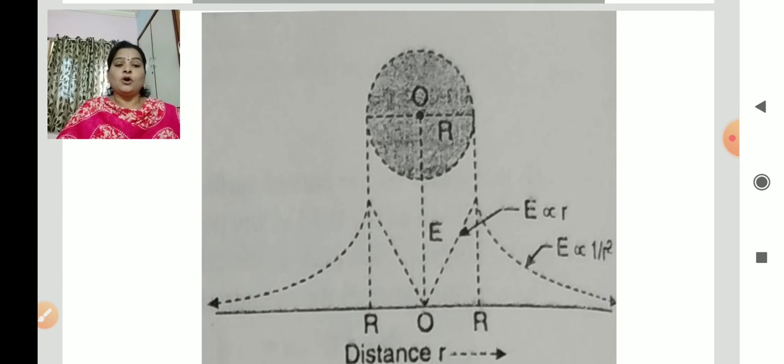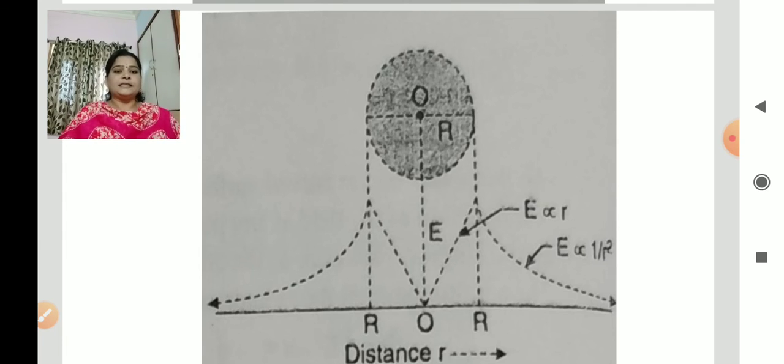Tomorrow we shall also apply this Gauss law for a cylinder, a long cylinder, right? So thank you.